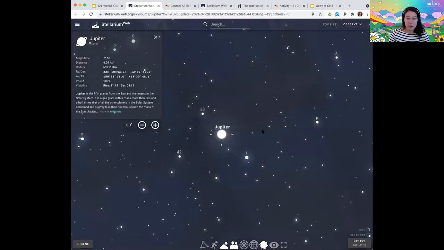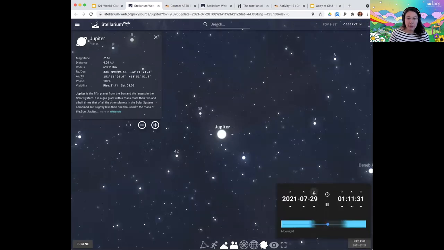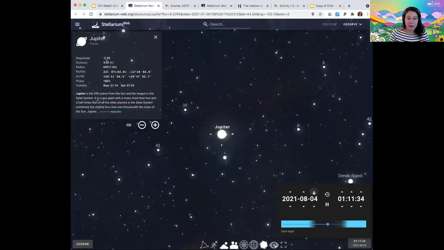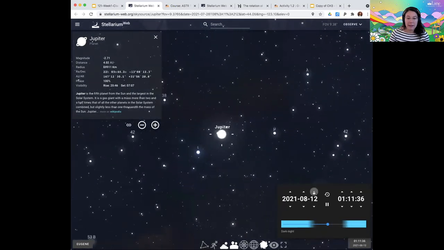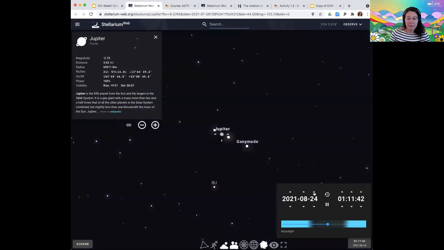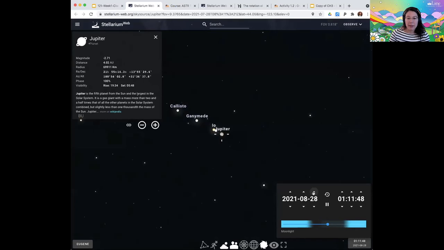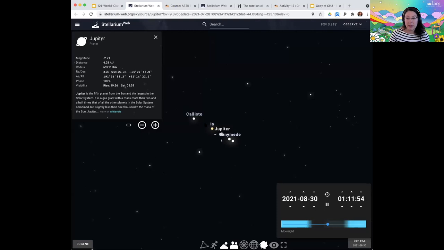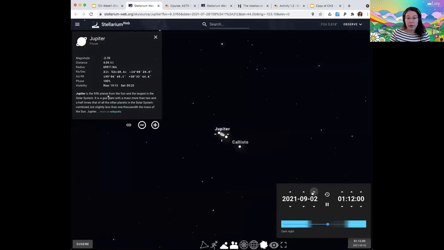All right, so here's Jupiter. And if I walk time around, you can kind of see some motion around Jupiter. Let me zoom in a little bit. And this is what Galileo would have been looking at in his telescope. He would have been going out at the same time every night and drawing these dots of light that he saw in his telescope around Jupiter and plotting out their positions for months until he came to the conclusion that these were moons orbiting around Jupiter.